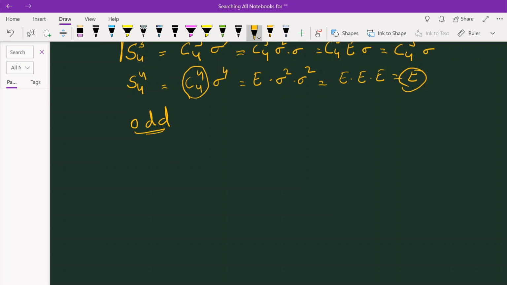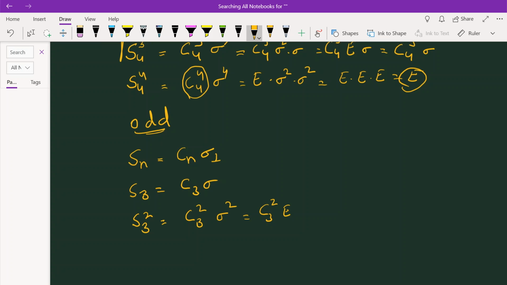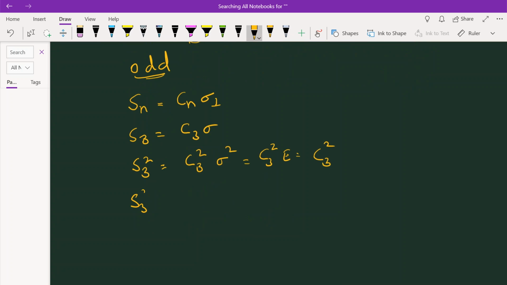Now for odd, let us take an example of S3. Sn is nothing but Cn sigma, and S3 is nothing but C3 sigma. Now S3 squared is nothing but C3 squared and sigma squared, which is nothing but C3 squared into E, which is equal to C3 squared. Next, S3 raised to 3 is nothing but C3 cubed sigma cubed, but C3 cubed is Cn raised to n, that is E, so E into sigma squared into sigma, which is nothing but E into sigma, which is equal to sigma.